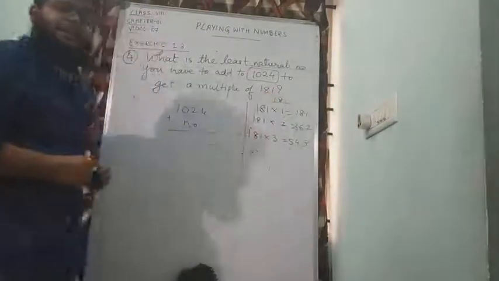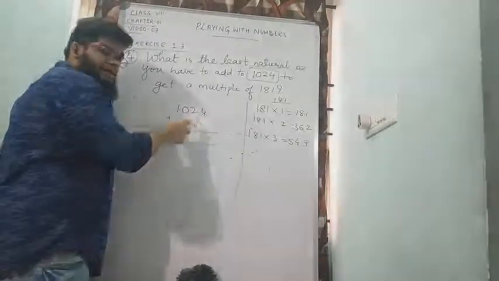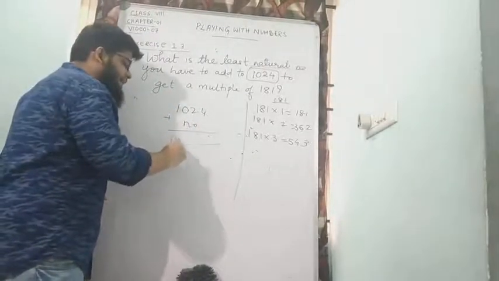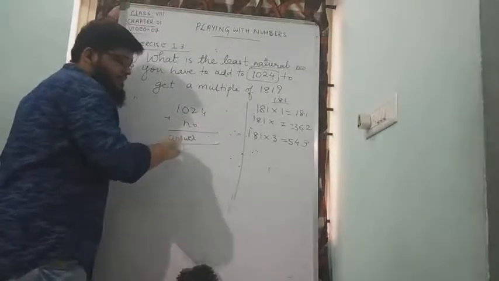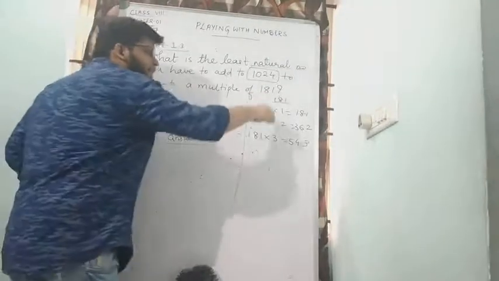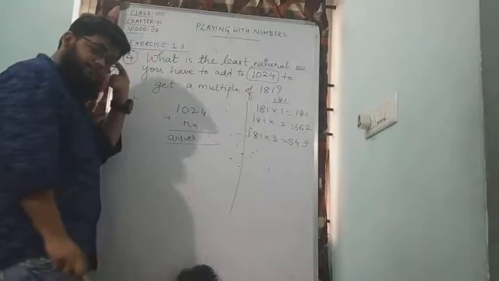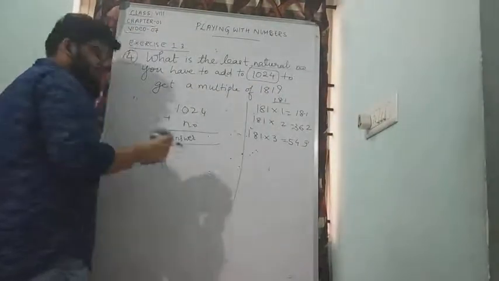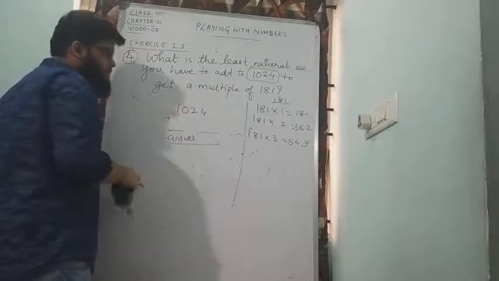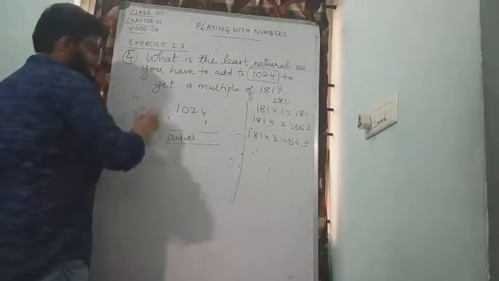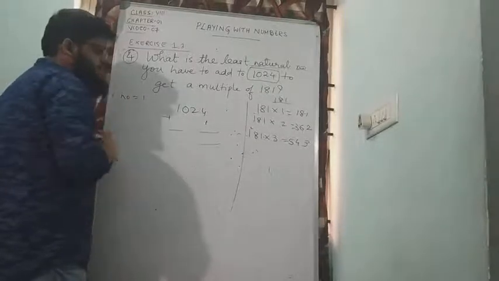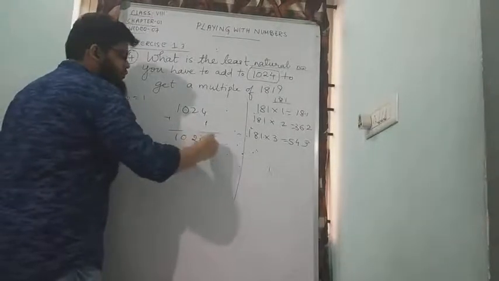So now they are telling you should add a number to 1024, and the answer that you will get here should come in the table of 181. I hope you have understood what you will do. Example, I'll show you one example. I'll add 1. Let the number be 1. So what is 1024 plus 1? The answer will be 1025.